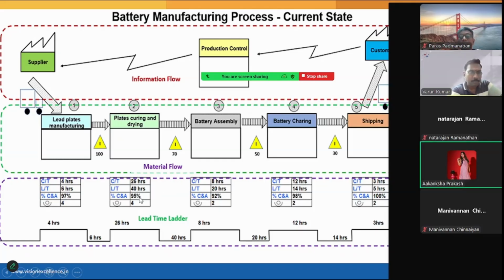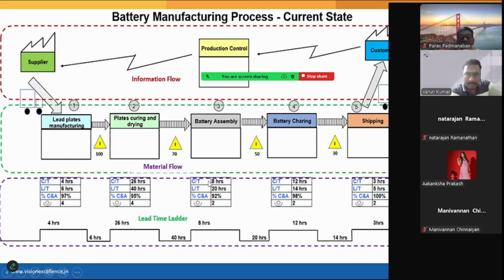97%. 90. What is the yield percentage here? 95%. What is the yield percentage here? 92%. What is the yield percentage here? 100%. 98. Now looking at this, please tell me which process is in very serious need of improving the quality performance. Which process stage?